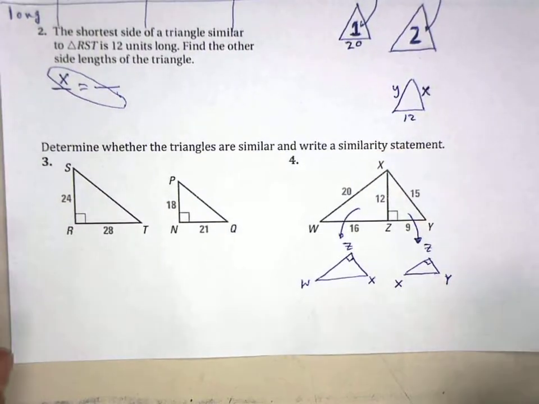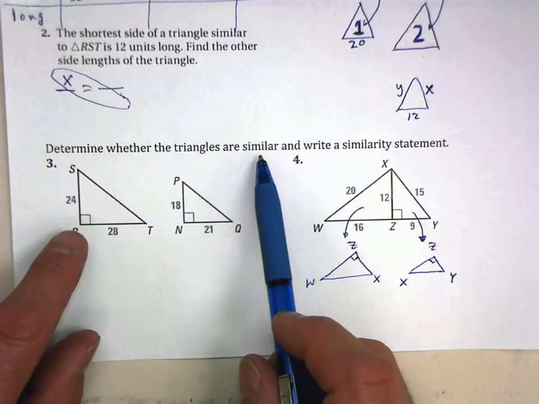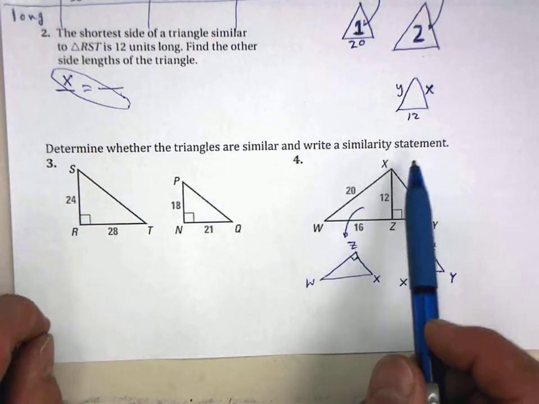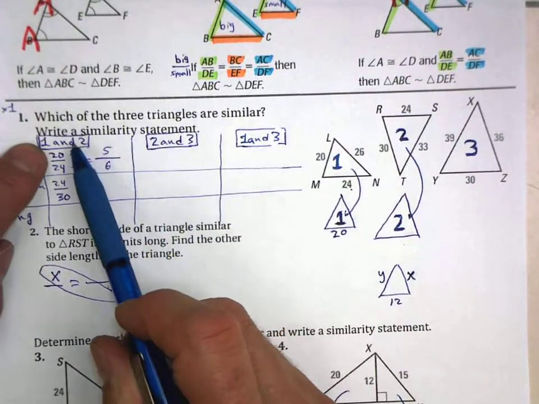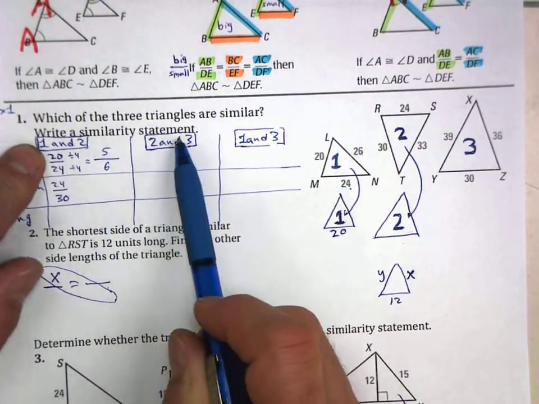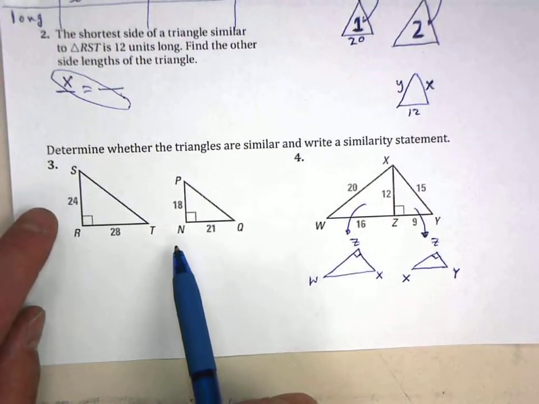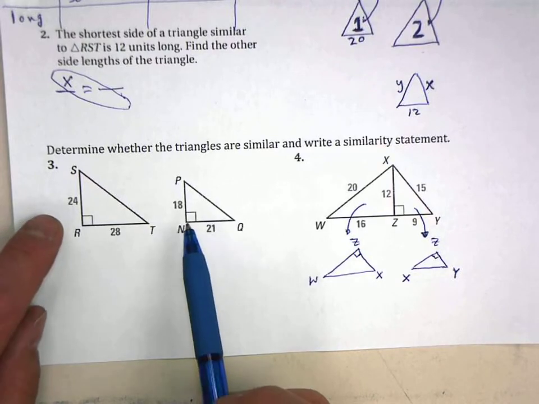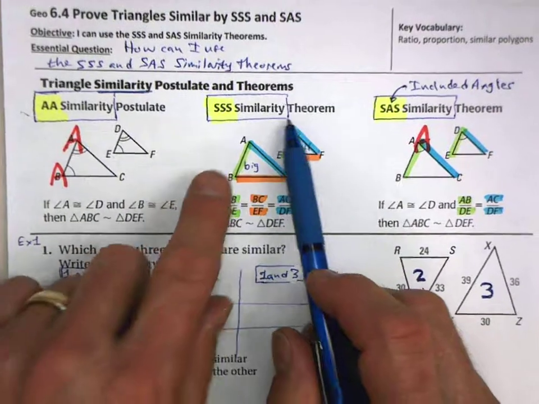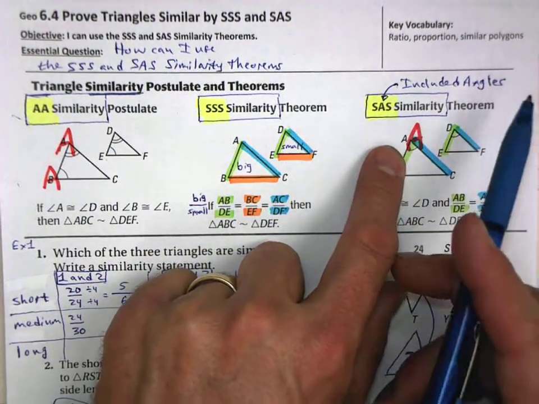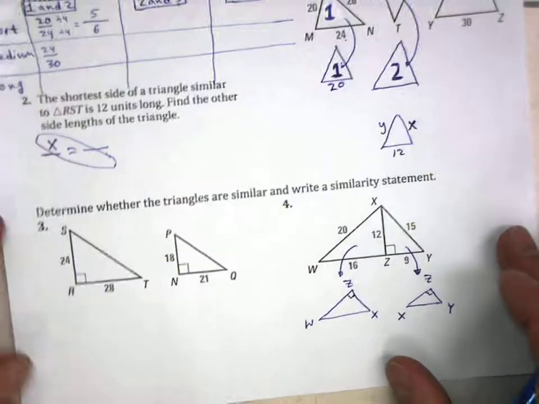Now let's do our last two, and I think this is pretty easy. Determine whether the triangles are similar and write out a similarity statement. In fact, back here with number 1, they did also ask us to write a similarity statement. So let me explain what that is talking about. So remember, in order for these to be similar, I need to use one of these 3 theorems to prove that they are similar. And so what do I have here?